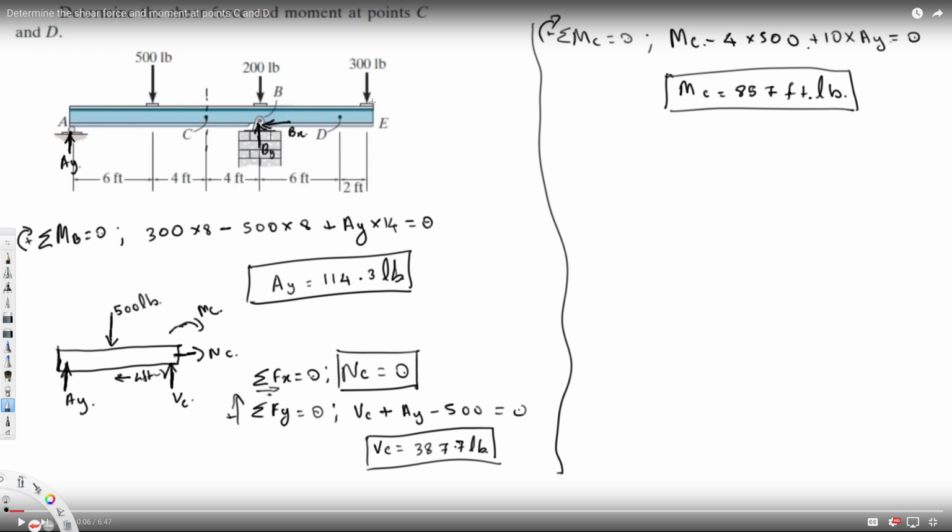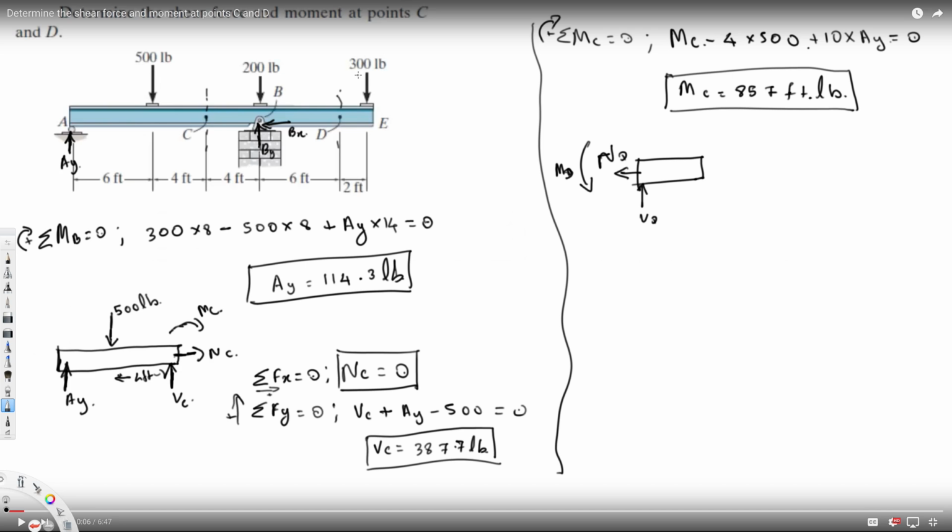Now we have to find D. In order to do that, I separate this part and calculate. If I separate it, I will get VD, let's say it's acting upward, and also I'm going to get a normal force, let's say ND. And also we have to calculate the moment. So if I take the counterclockwise direction, let's see what happens.